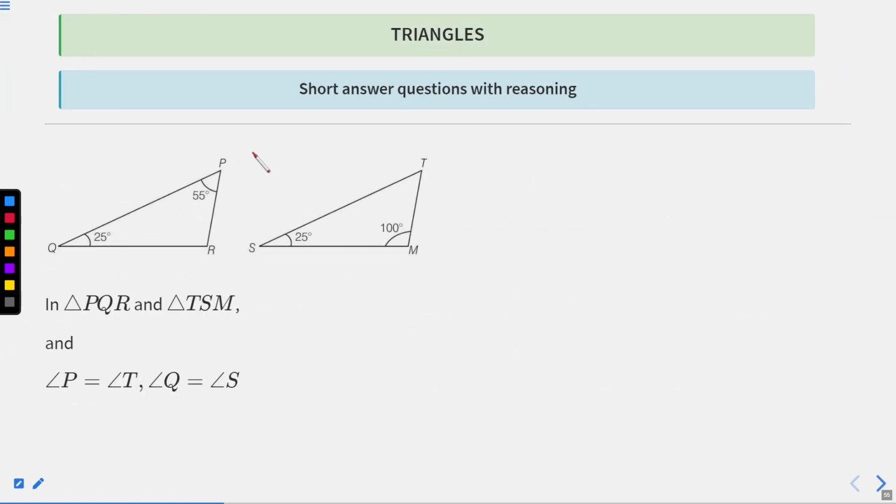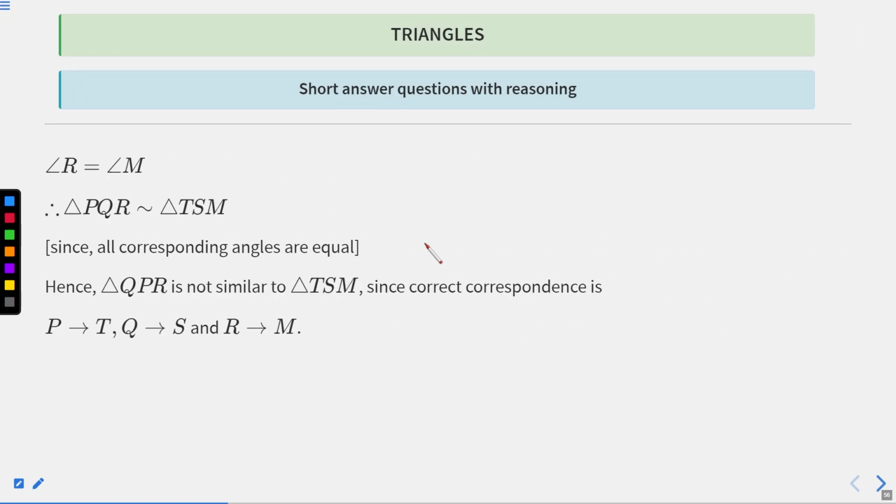If you see this figure, angle Q is 25 degree, angle P is 55 degree, and we found angle R is 100 degree. And here angle S is 25 degree, angle M is 100 degree, and we found angle T is 55 degree. So in triangles PQR and TSM, angle P is equal to angle T, angle Q is equal to angle S, and angle R is equal to angle M. Their corresponding angles are the same.